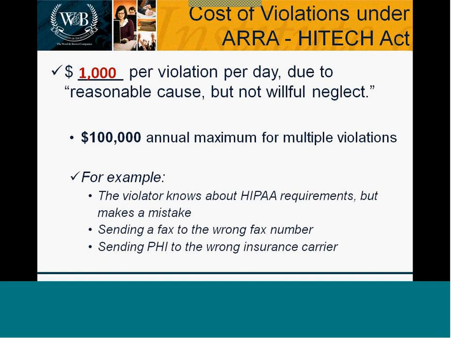So that would be a violation that would apply here in my office. We would get the $1,000 violation at the lowest point, and this could be up to a $100,000 annual maximum.